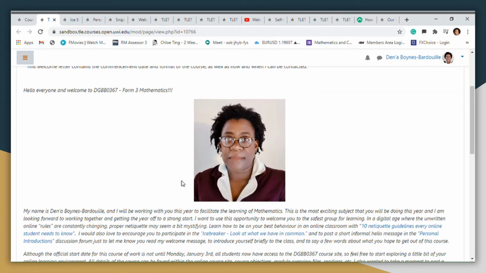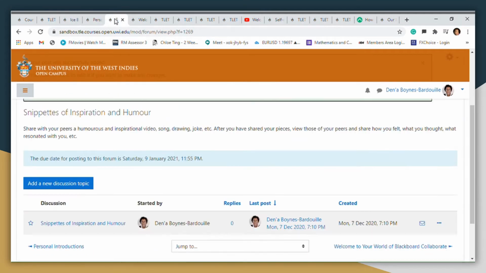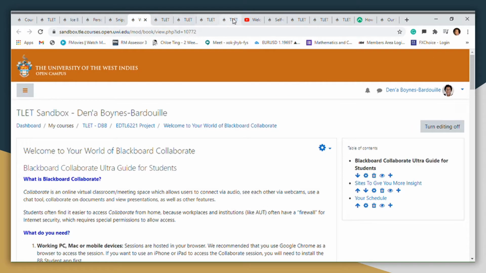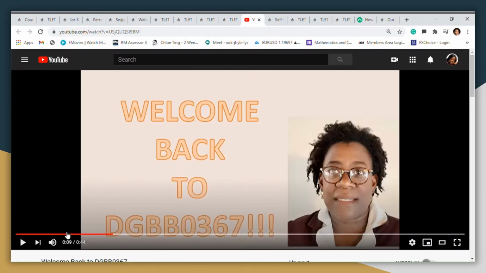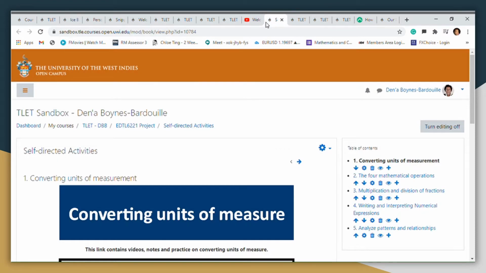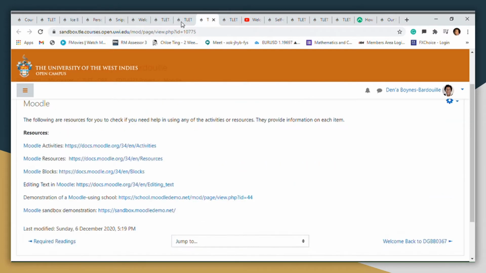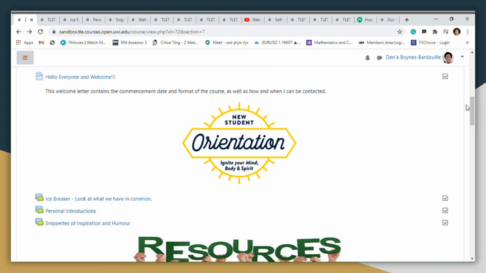After they see what I look like, they get to learn a little about me in the 3 orientation exercises, feel my warmth in the welcome back to DGBB 0367 page, and hear what I sound like in the BBC session. They also have an opportunity to chat with me about ratios, and they can't get away from my sense of style. Look how brightly colored my platform is.